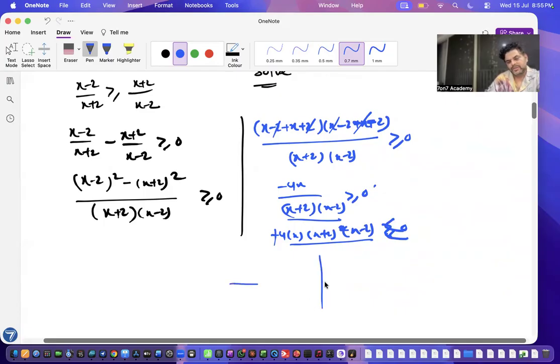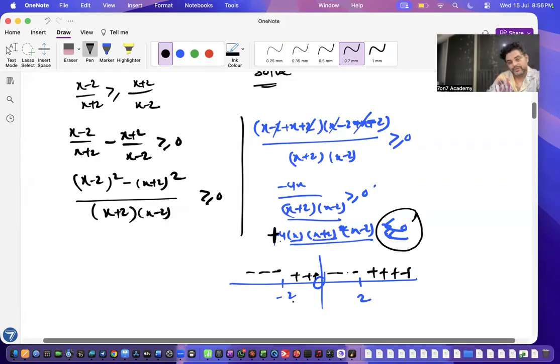Now you draw the sign diagram. First look at the roots. This would give 0, this would give minus 2, this would give 2. Agree? If the rightmost side is plus, it is going to be plus for sure, and after every root the sign gets flipped. Now what are you looking for? Negative. Where is it negative?